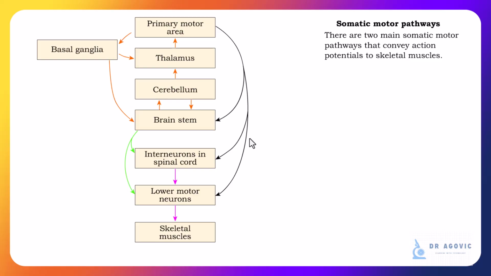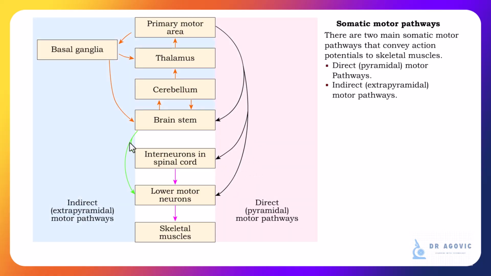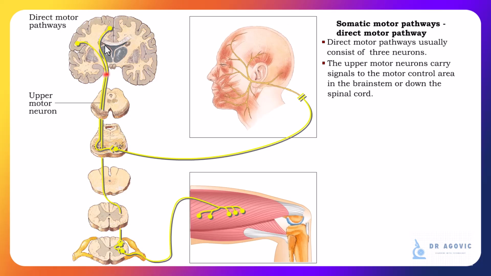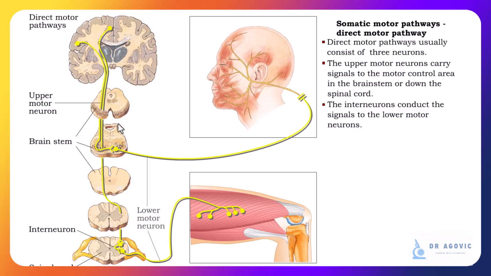Somatic motor pathways convey action potentials to skeletal muscles in two general ways: the direct motor pathway and the indirect motor pathway. Direct motor pathways usually consist of three neurons. First, upper motor neurons, often arising in the primary motor area, convey impulses to motor control areas in the brainstem or down the spinal cord.